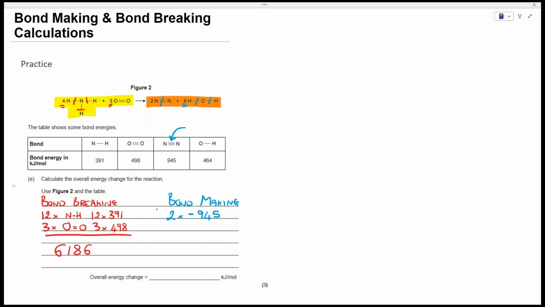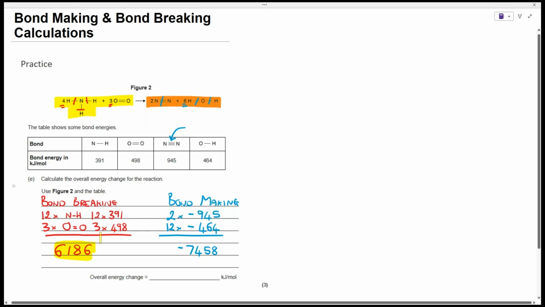So 6 times 2 gives me 12 O to H bonds to form. So 12 times minus 464, and I total all of that up, and it gives me a number which is minus 7458. And then all I need to do, it's as easy as taking the sum of these 2 numbers, and we know that we add them together because we've already put our minus in there.